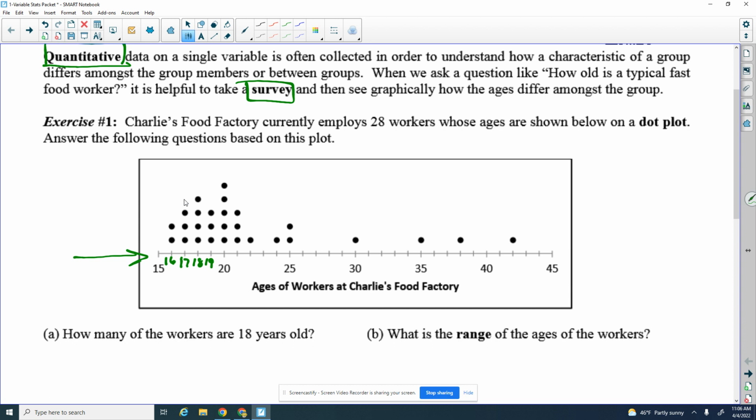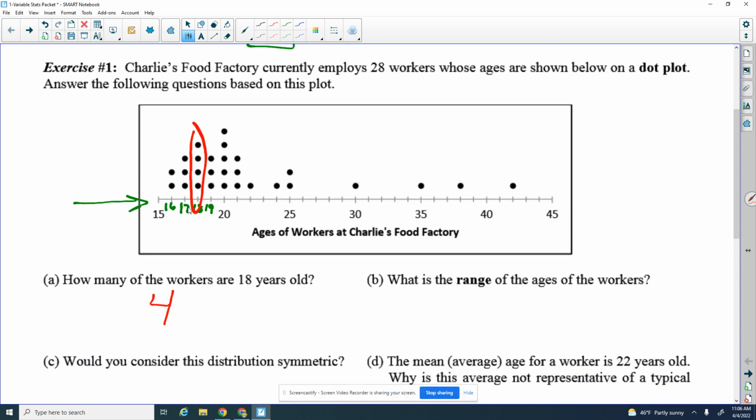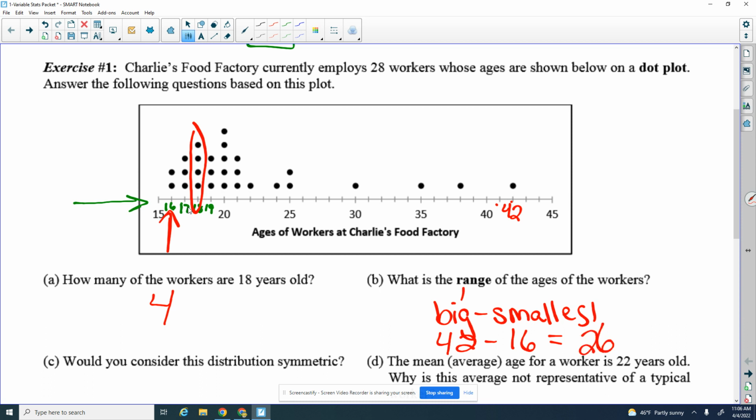So part A says how many of the workers are 18 years old? So if we look at 18, there are 4 dots there. So that means 4 workers are 18 years old. What is the range of the ages of workers? So to find the range, it's the biggest number minus the smallest. So this would be 42 is the oldest person minus our youngest dot is 16. So 42 minus 16 is 26.